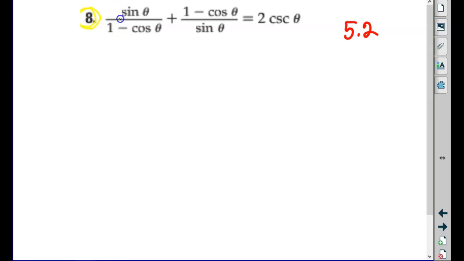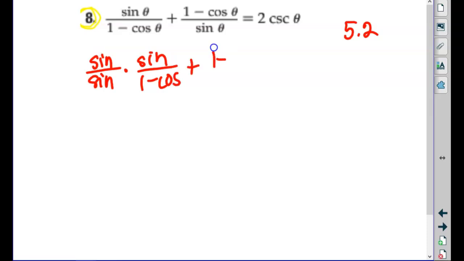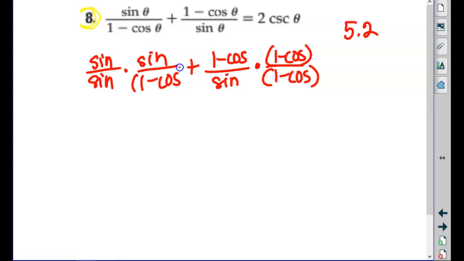For quiz review, what would the common denominator be here? Yeah, so this one would need to multiply by sine over sine. And this one would need to multiply by 1 minus cosine. I have no room. Okay, since it's a verify, you would be expected to show all the steps, so I will do that. Sine over sine times sine over 1 minus cosine. And yes, I'm leaving out my thetas. This one had a 1 minus cosine over sine, and I would multiply by a 1 minus cosine over a 1 minus cosine. So what's my common denominator now?